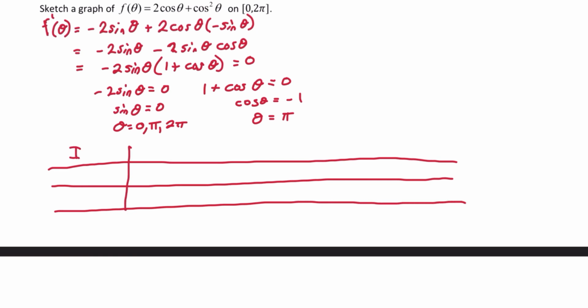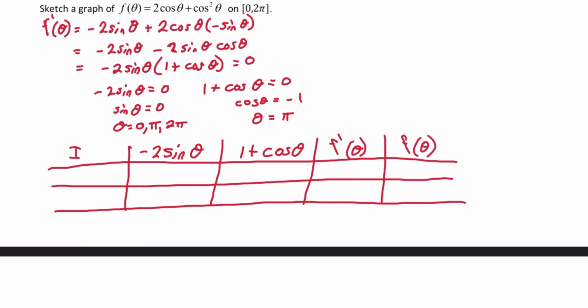The interval, the first factor, second factor, f prime, and f. The first interval is 0 to pi, and then from pi to 2 pi. Then looking at negative 2 sine theta, that is negative in the first interval and positive in the second. 1 plus cosine theta is positive in the first interval and the second. Now we have negative times a positive, that is a negative, and positive times a positive, that's a positive.